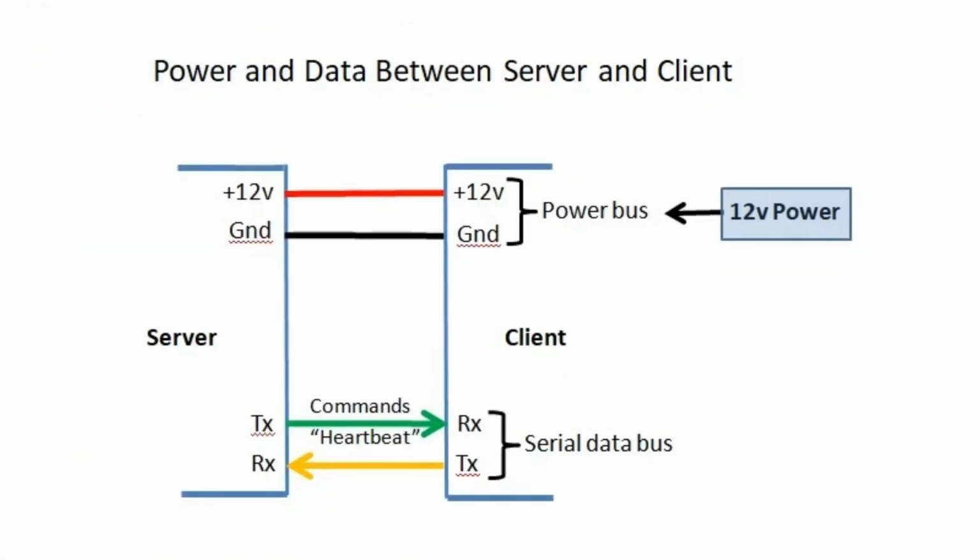The 2 main connections between the server and client are a power bus and a communications bus. External power to the system, a 12-volt power supply, comes in through the client, will power the client, and via the power bus will also power the server. The server will send both commands and a heartbeat over to the client. An example of a command would be turn the traffic light red or lower the southeast traffic gate.